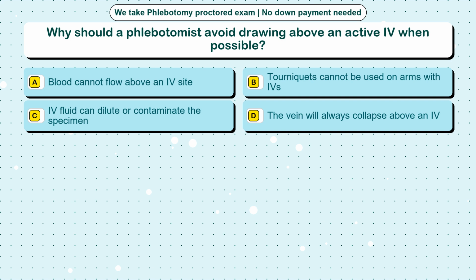Option A, blood cannot flow above an IV site. Option B, tourniquets cannot be used on arms with IVs. Option C, IV fluid can dilute or contaminate the specimen. Option D, the vein will always collapse above an IV.